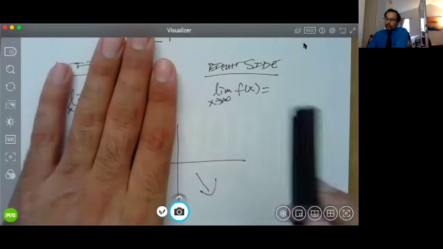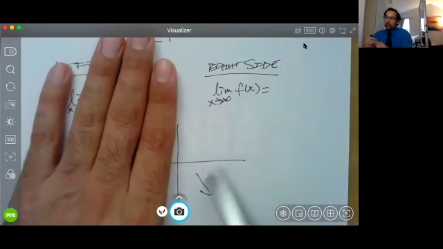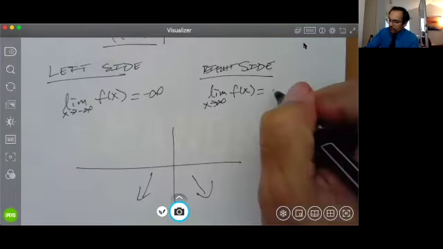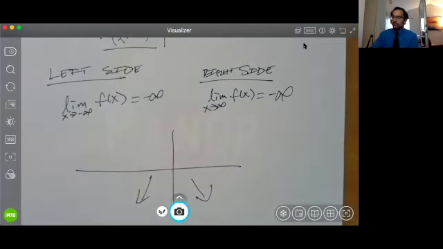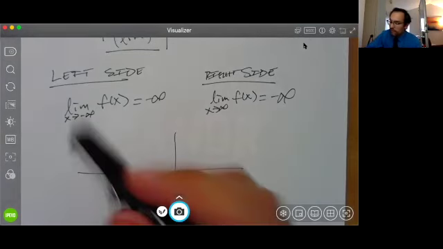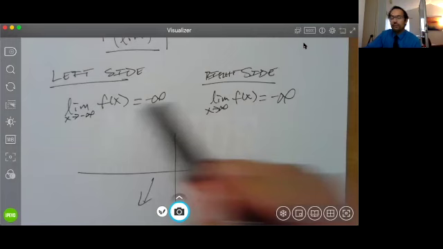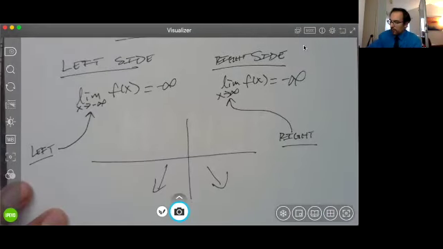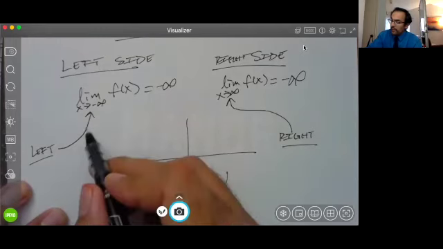What's going on here? Is it going up or down? It's going down. So the limit is also negative infinity. So all of this, these two things would represent your end behavior. So when I'm asking for end behavior, you're looking for this limit, the left limit, and you're looking for the right limit as well.